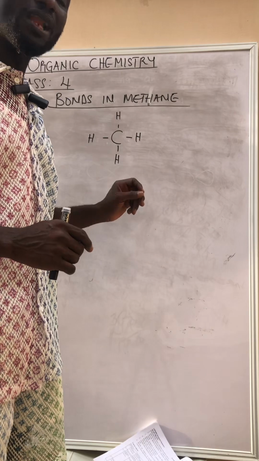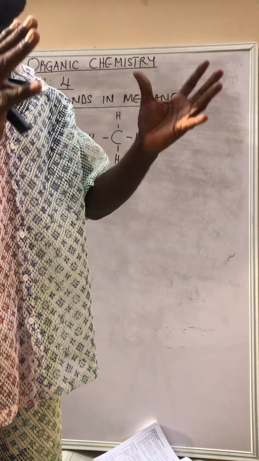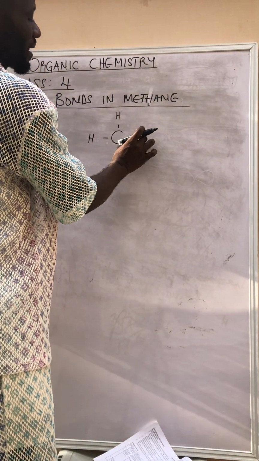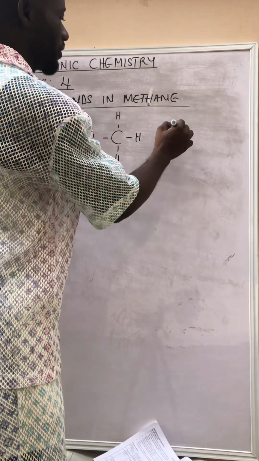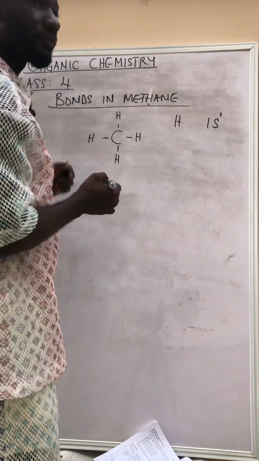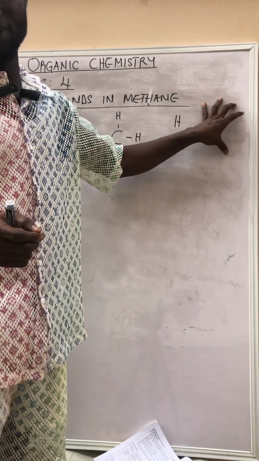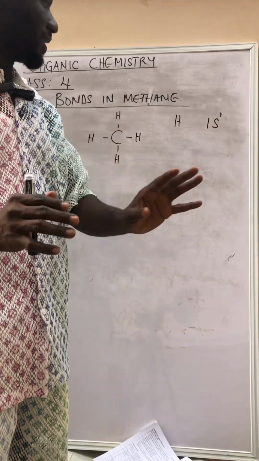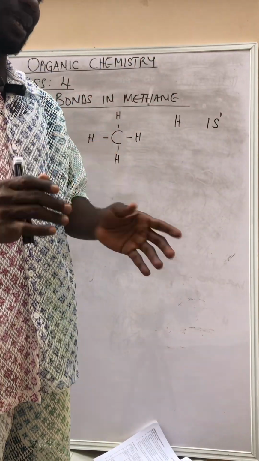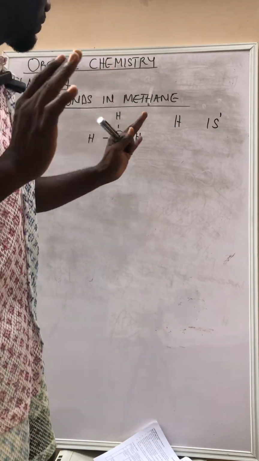But the type of covalent bond present here, whether it is sigma bond or pi bond, is what I want to explain. If you want to represent the electronic configuration of hydrogen, it is represented as 1s1. That means the only orbital in hydrogen is s orbital. There's no other orbital in hydrogen. So that means we don't have any problem with hydrogen.